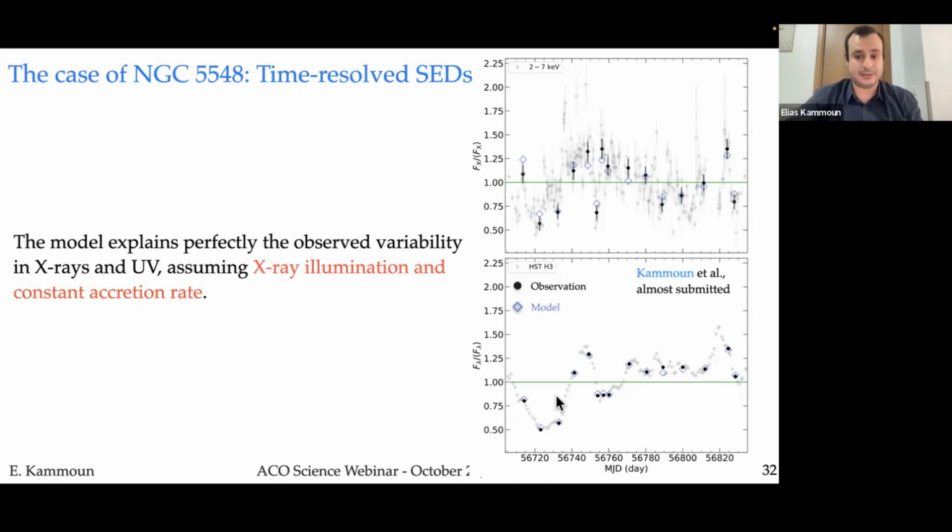We can recover it. And at the same time, if you look at this, for example, you see the X-rays are going up, then down, then up, while the UV are just going up and then after a while going down. So we could recover all this variability in the X-rays and in the UV just by assuming X-ray illumination and a constant accretion.